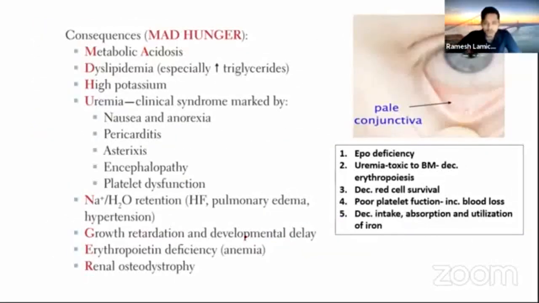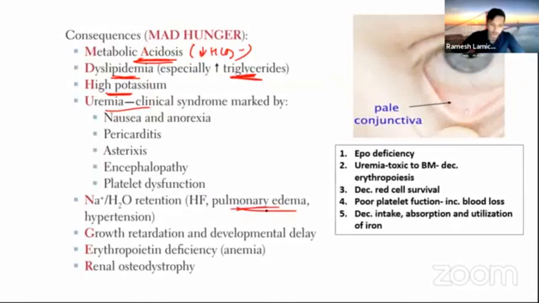So what are the complications or features that develop after chronic renal failure? Key complications develop right there. You can remember this with the mnemonic called MAD HUNGER. So M A D: metabolic acidosis, how will you understand, the bicarbonate level will fall, right? Okay, metabolic acidosis. Another is dyslipidemia, usually triglyceride ta beshi thake. Another is hyperkalemia, and you see uremic features. And the sodium and water retention that will be manifested as refractory pulmonary edema, with growth retardation, hypo... deficiency, the erythropoietin deficiency, anemia, and renal osteodystrophy. So, renal cause bone changes.